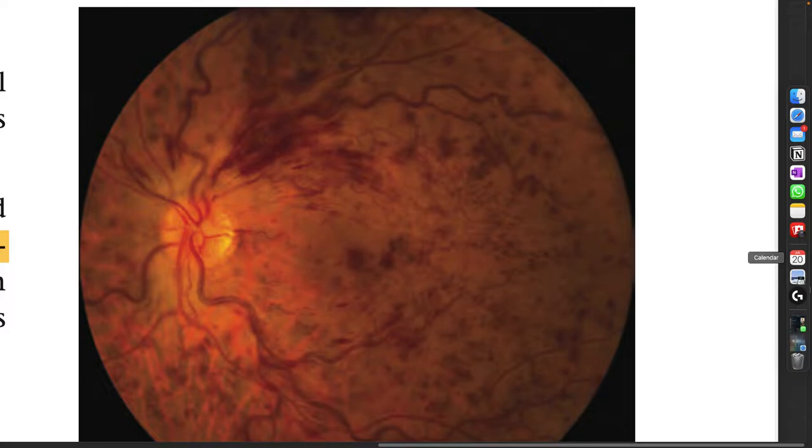It's a fundus photo of the right eye. Okay. The veins are dilated.